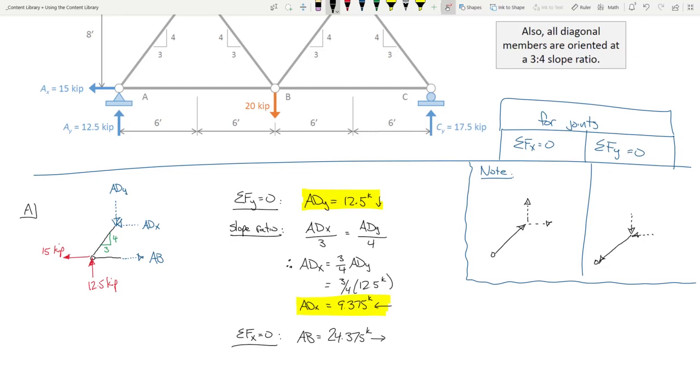Everybody okay with this? Now, I've got a diagonal, so I'm going to go ahead and take care of this. So, AD is the square root of AD x squared plus AD y squared. So what do we get for that? It shouldn't go out to some crazy decimal value because this is a 3-4-5 triangle. It should actually kind of close out.